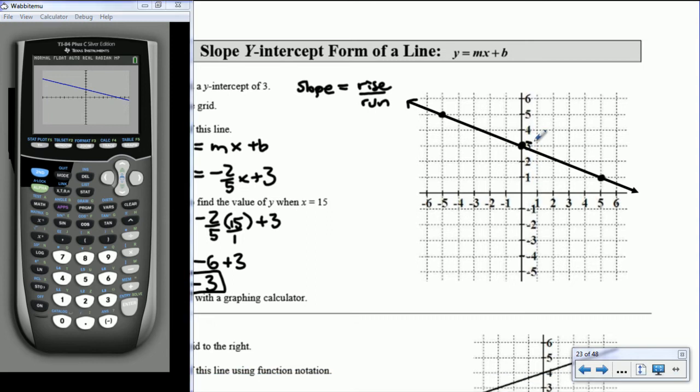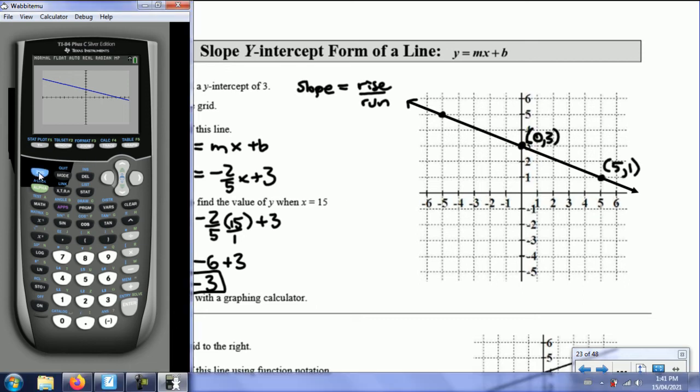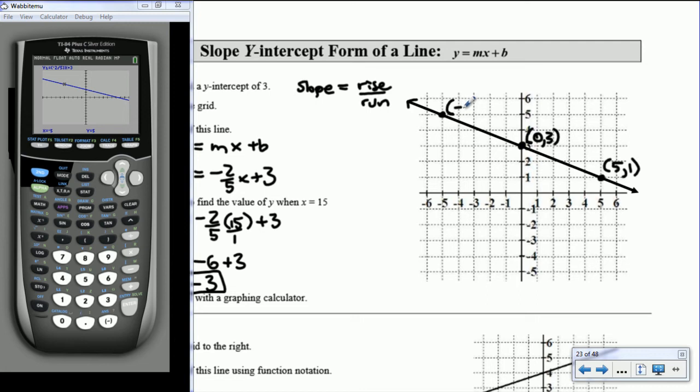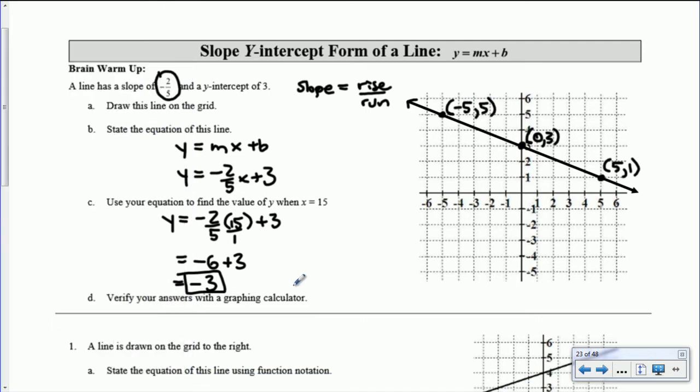Let's maybe just confirm a few points. So I have 0, 3 for sure, and I have 5, 1 for sure as well. So let's confirm that we have those 2 points. When x is 0, y should be 3, and it is, so that's great. So check one more point. When x is 5, y should be 1, so let's check that. 5, y is 1. Okay, good. And if you wanted to, you could check x equals -5 as well, so why not? Calculate the value when x is -5, and that looks to match up with what we have here, -5, 5. So we're good. Okay, done.